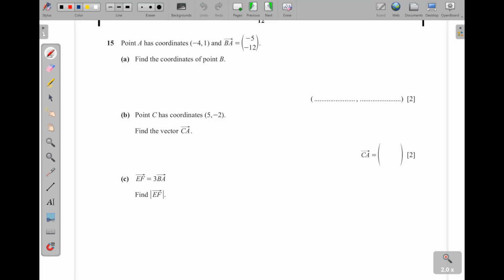Question 15 here is coming from the basics of vectors. Point A has coordinates -4, 1, and vector BA is -5, -12. Find the coordinates of B. Now, this means that you are moving from A to B, okay?